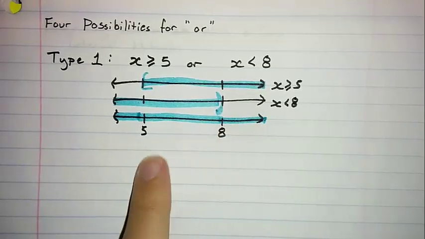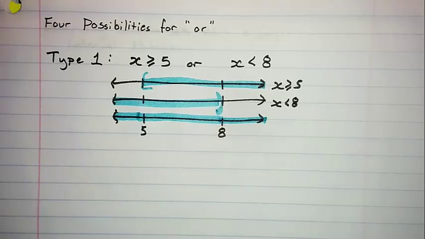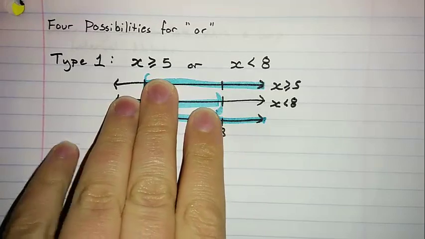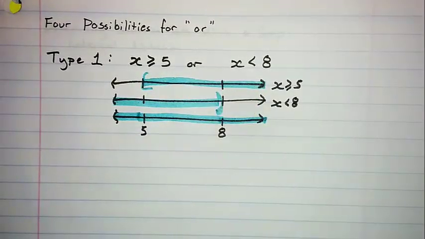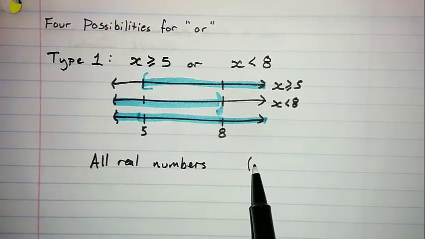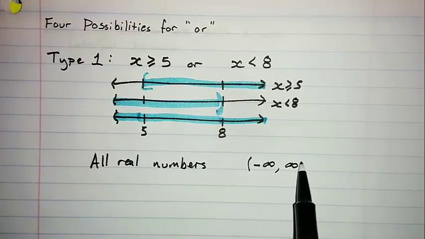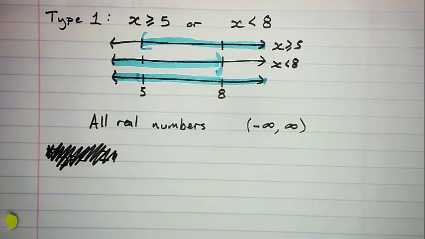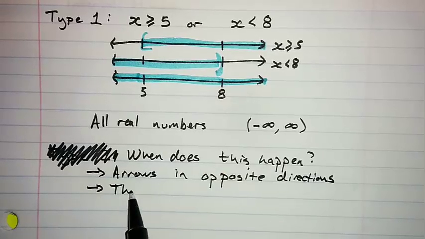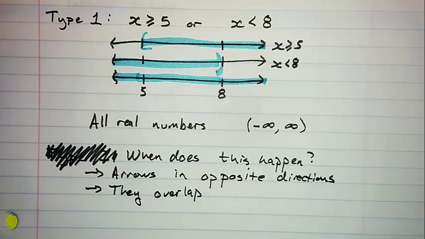It looks like we've marked the whole number line. Every number is either at least as big as 5 or smaller than 8. All right, so our solution here is all real numbers. If we want interval notation, we can write negative infinity, infinity. When does this happen? The same time that type 1 happened for and inequalities. When we have arrows in opposite directions and they overlap, they have points in common.